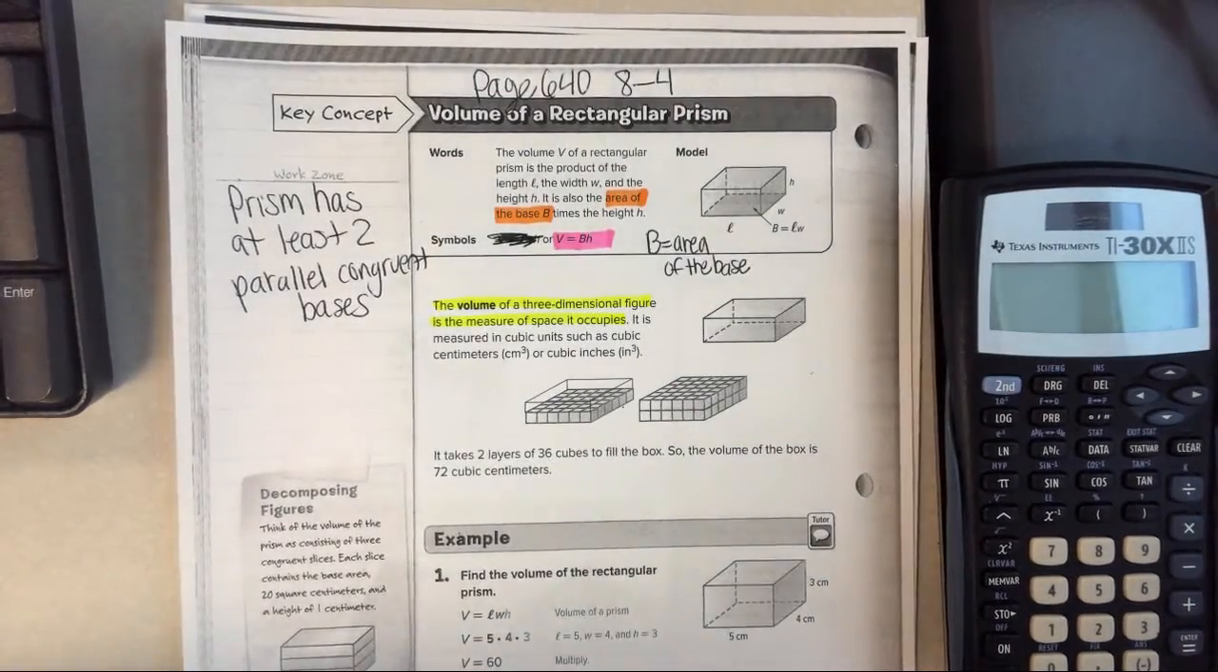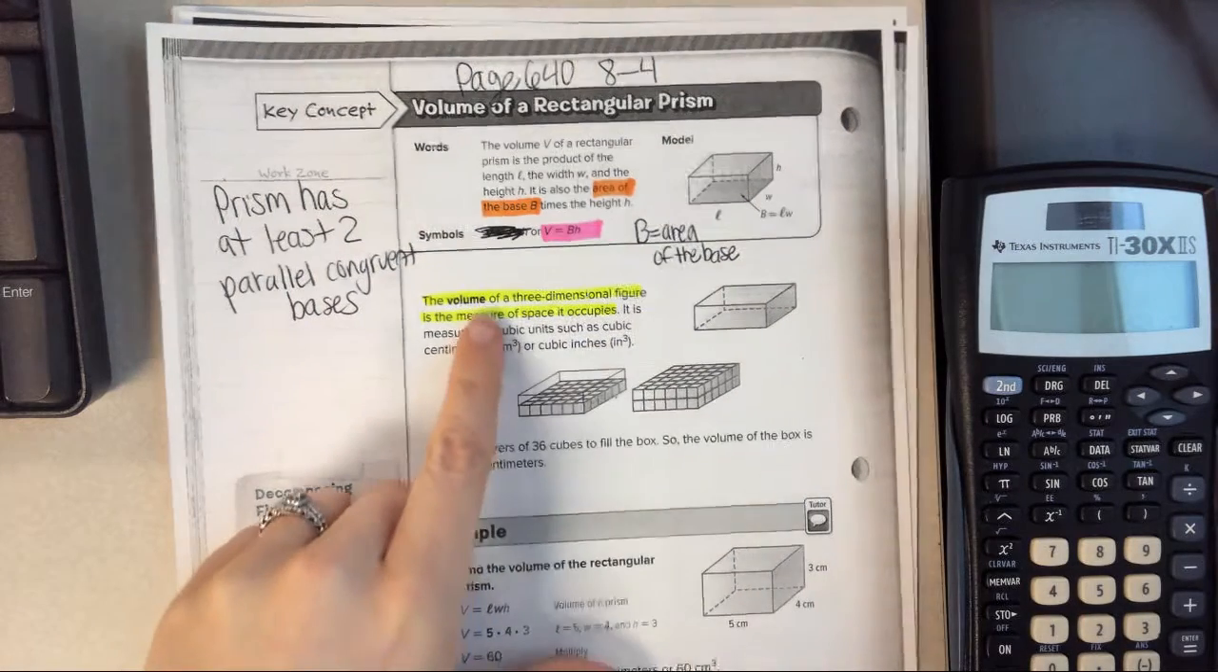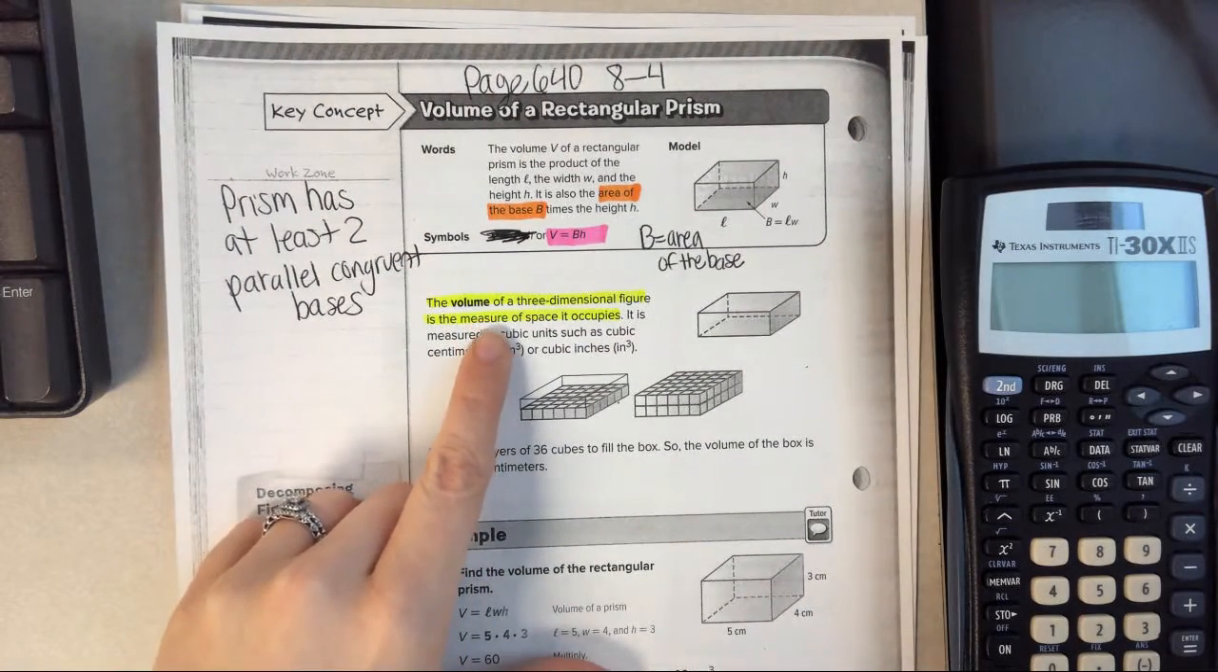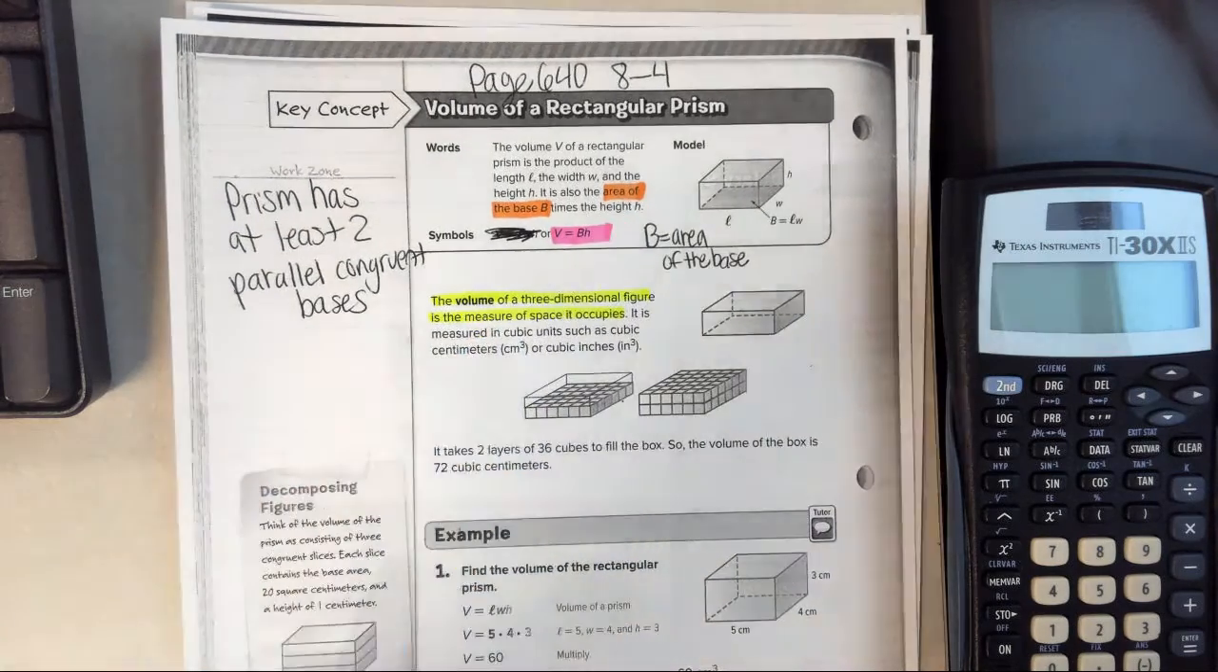Lesson 4 begins on page 640, so make sure you're on that page. And the first thing we're talking about today is volume. The volume of a three-dimensional figure is the measure of the space it occupies. So if you're talking about the volume of a pool, you're thinking about how much water it can hold, how much space there is that we could put water in there.